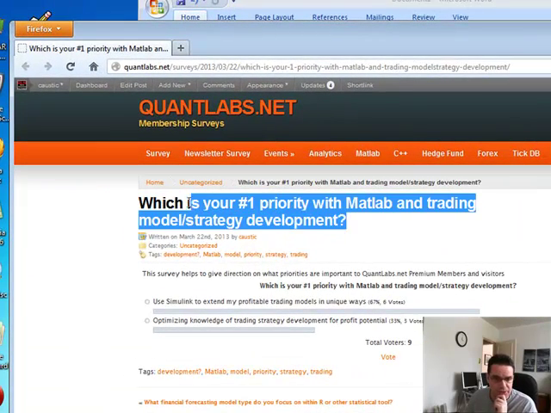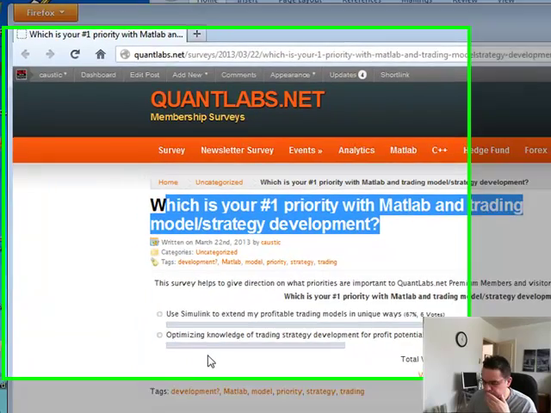This survey that I posted is important because now I'm trying to understand what is more important for my members and my general audience. So the question is the preference in using Simulink to extend their profitable trading models in unique ways, or optimizing the knowledge of trading strategy development for profit potential? You see, I only have 9 responses, but that's okay. It just gives me a general sense of direction on where to go.